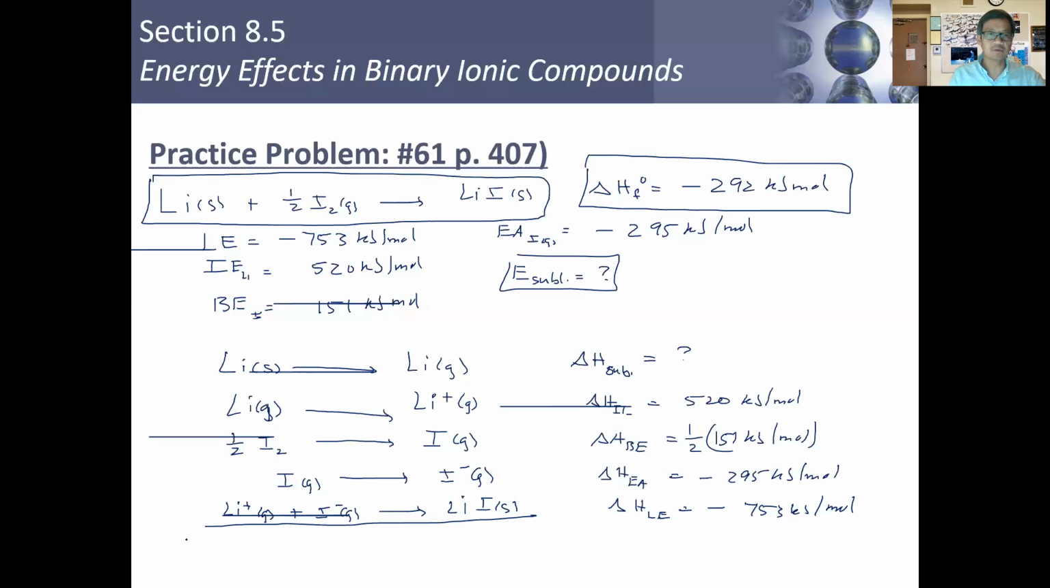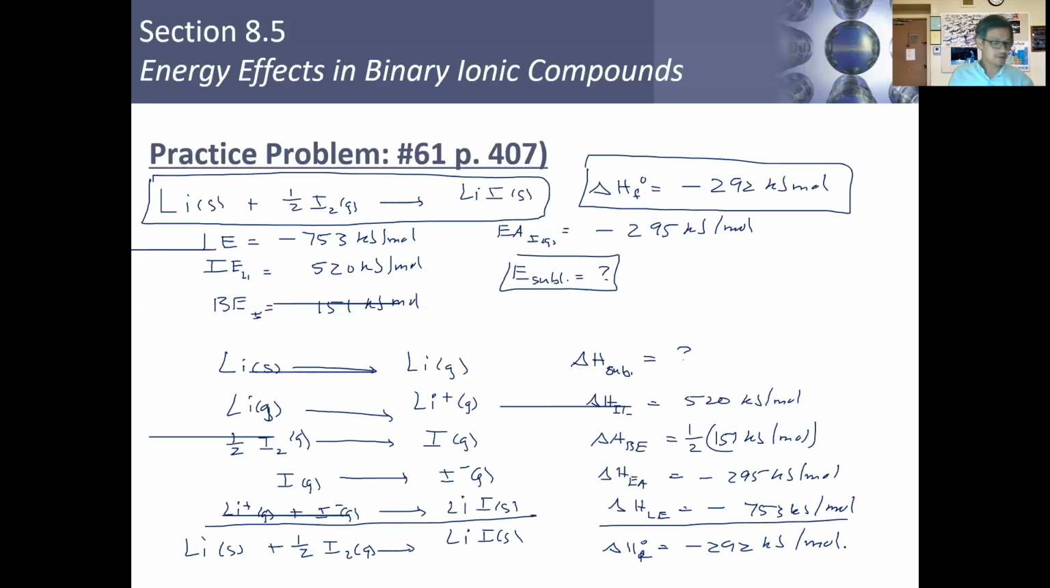So what we did was we added all this up, and we get this equation of lithium as a solid plus 1/2 iodine molecule as a gas, and then we get the lithium iodide solid here. And we added all that up to get the delta H standard of formation, and that was minus 292 kilojoules per mole.